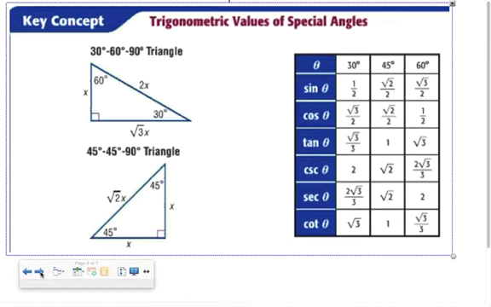Here we have the trig ratios, all 6, for the 3 important special angles. And I kind of talked to you about this in the special right triangles video, that you are going to be expected to memorize these trig ratios, these values for 30 and 60 and 45.